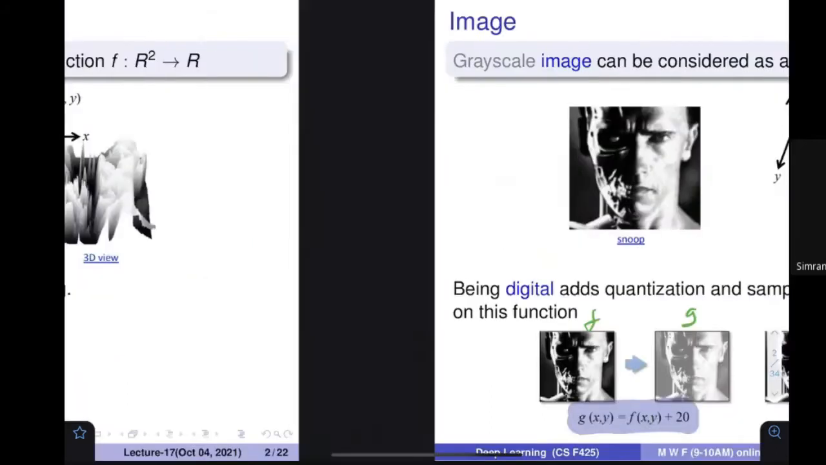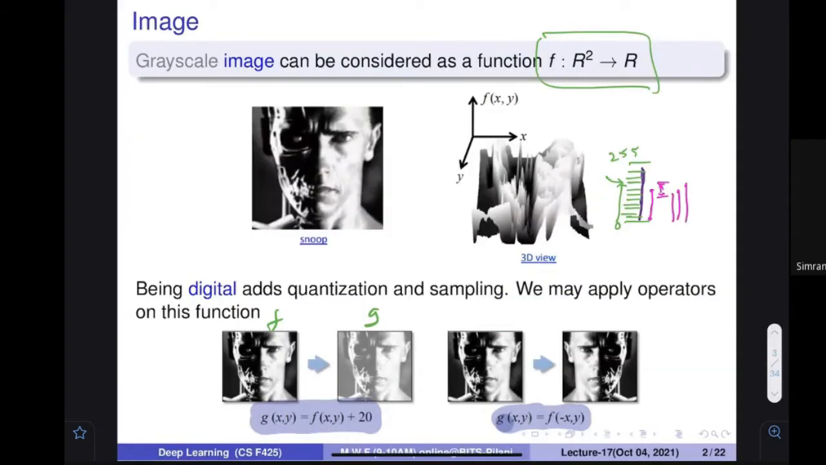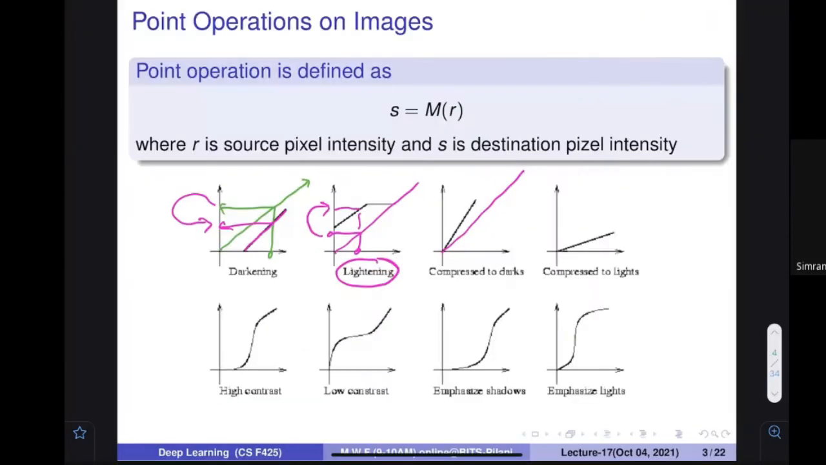We have to develop some methods so that proper understanding can be obtained. As we have seen, even if you add something to the original pixel values, the image changes, but in terms of logical understanding, it remains the same.